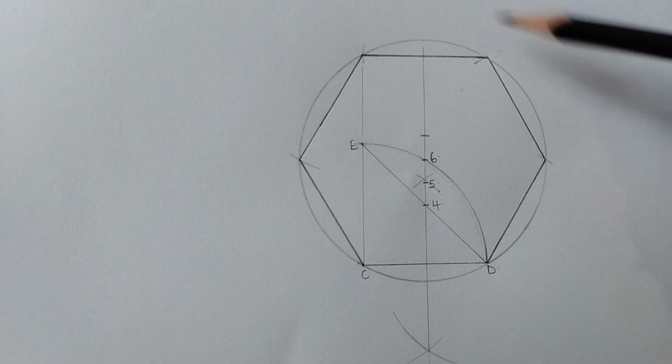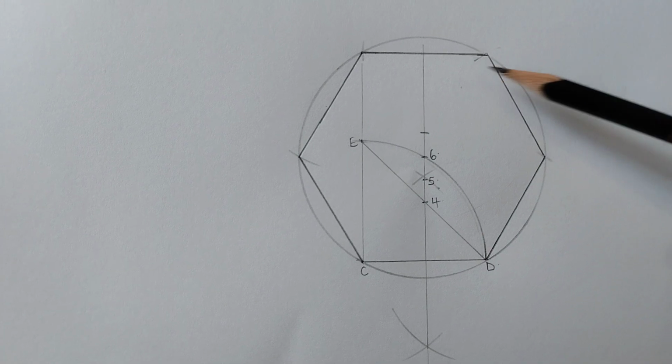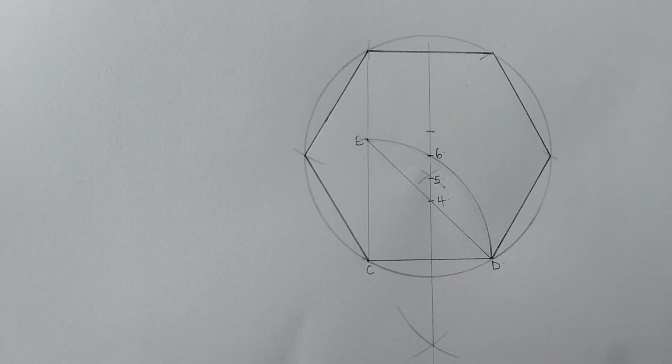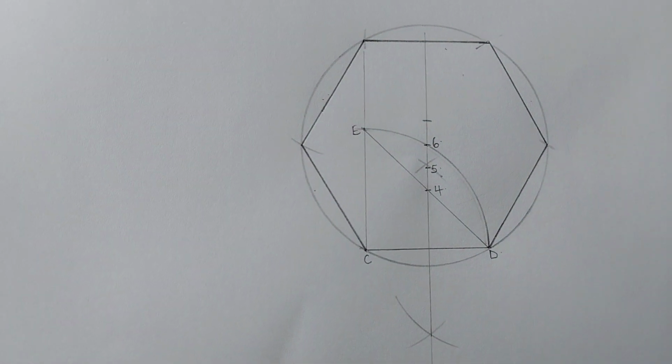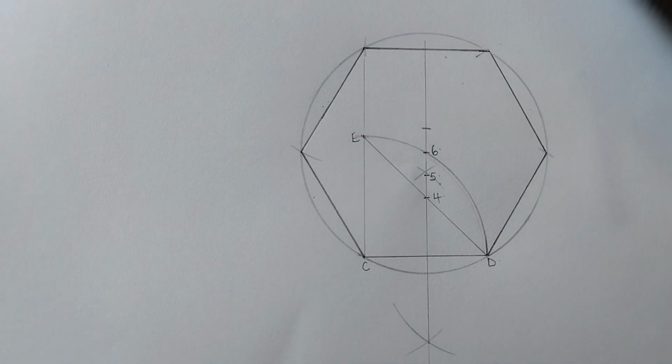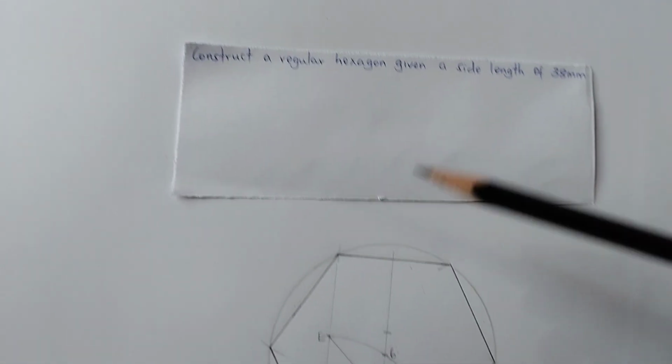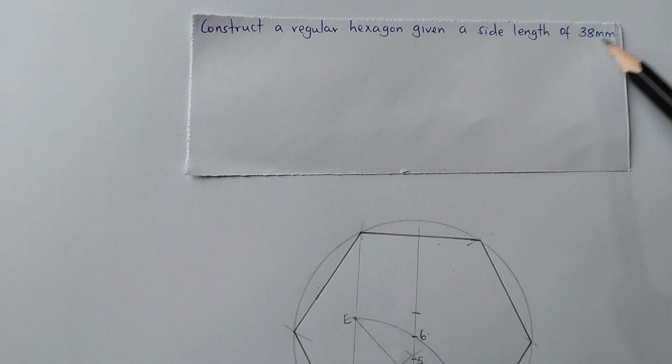So after joining our arcs, this is what we have as our final product. As you can see, we have 1 2 3 4 5 6, which is our required hexagon. So this is our required hexagon given the side length of 38 millimeters.